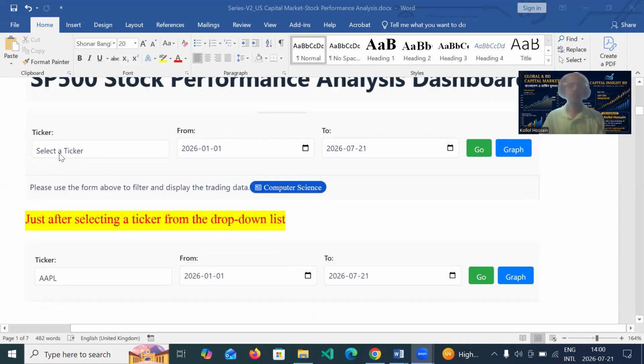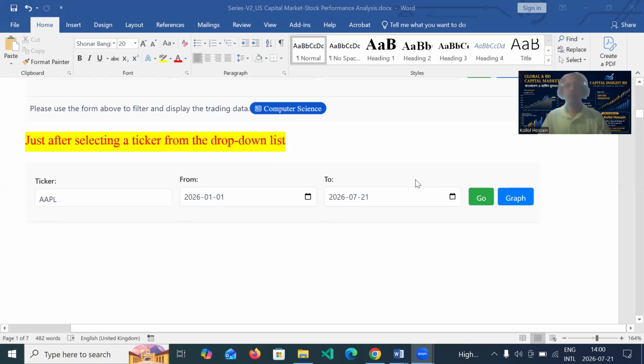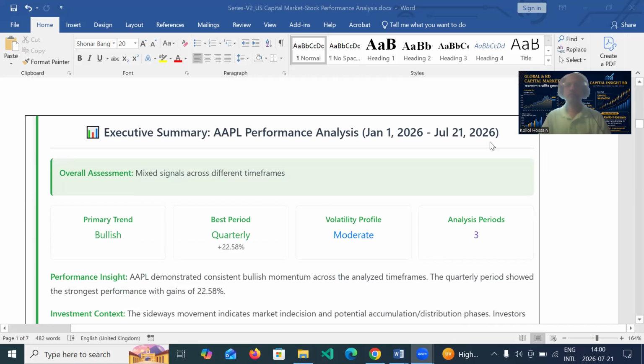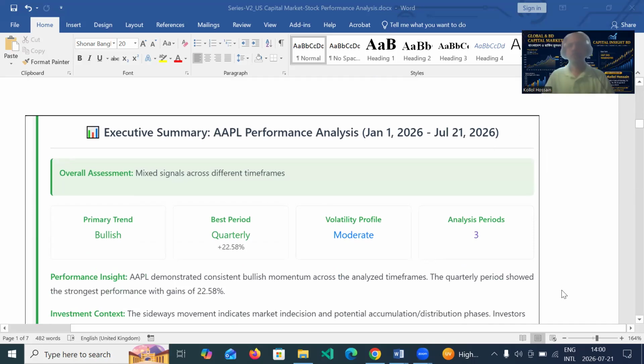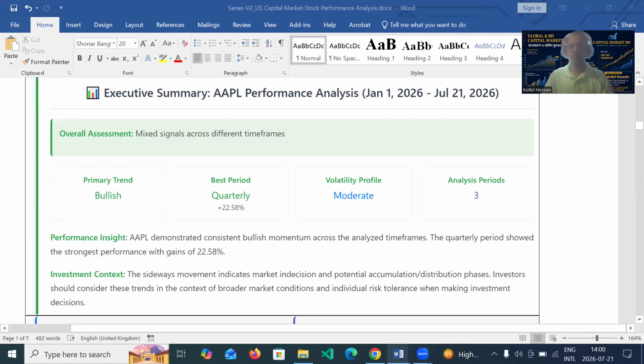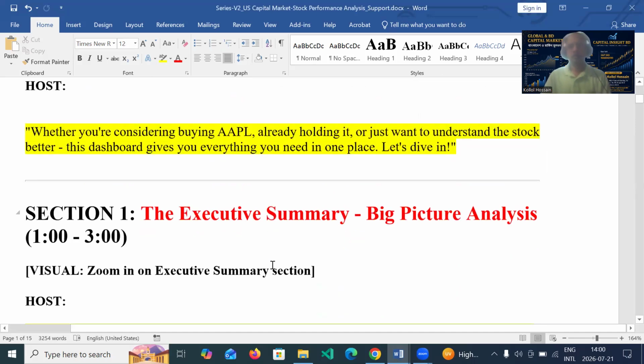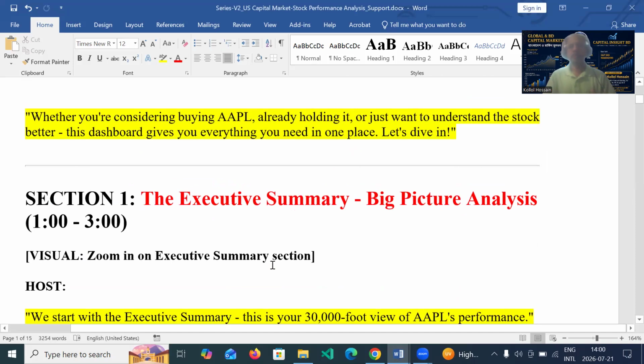So you have to select this ticker from this input box, then date range, and then click on go button. Like this, Apple, 1st January 2026. Then after clicking on go button, you will see the executive summary section. If you look at this, then you will see the different scenario.